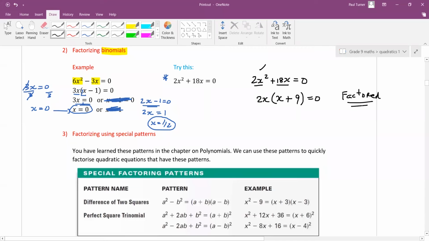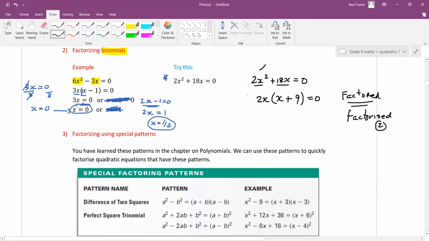So you've factorized here, factored. Americans would say factored, but I would normally say factorized, but it's the same thing. And they use Z if you're American here for factorize.